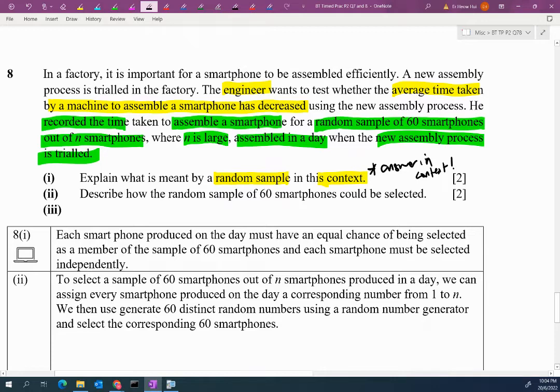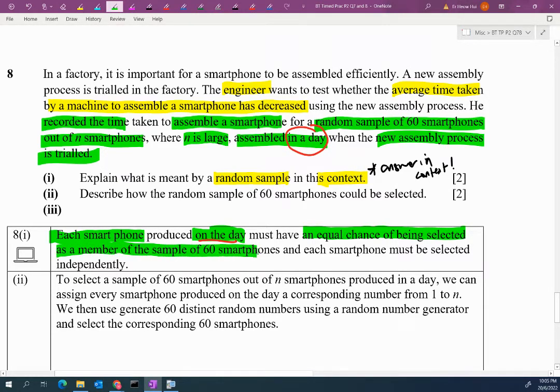Okay, so what is a random sample? So a random sample actually has two components, or rather, there are two features to it. So let's look at the first one. The first one is each smartphone. All right. So remember, it's talking about each sampling unit here. Each smartphone produced on the day. All right. Because remember, the smartphone is actually selected from a day itself. So it's on the day. Okay. So what about each smartphone? It must have an equal chance of being selected as a member of the sample of 60 smartphones, right?